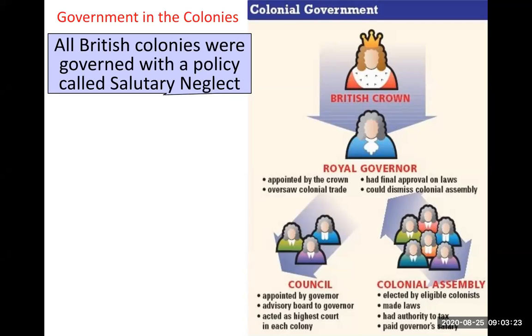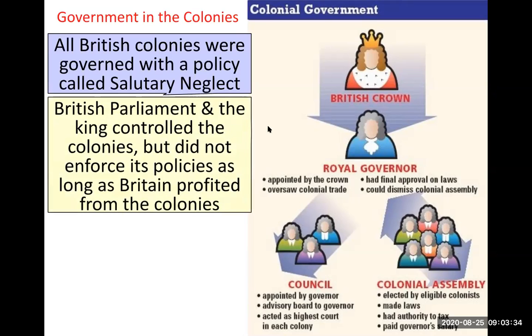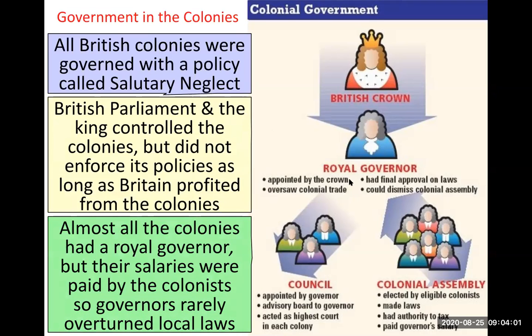So salutary neglect. The colonies are controlled by Great Britain and the British Crown and the king of the time. But with salutary neglect, it means you're not enforcing those policies. Think about that word neglect. It means you're leaving something alone, or you're not paying attention to it. So the British Parliament and king are going to control those colonies, but they don't enforce the policies as long as Great Britain is profiting. Great Britain says, hey, we're making money, that's fine. We don't need to fix it if it ain't broke. As long as Great Britain profits from the colonies, then they are fine and they're happy. The king is happy if he's making money.